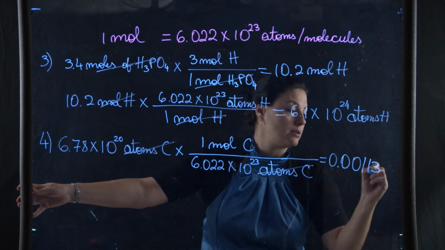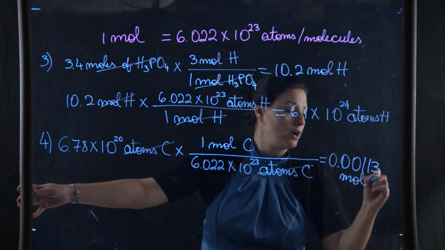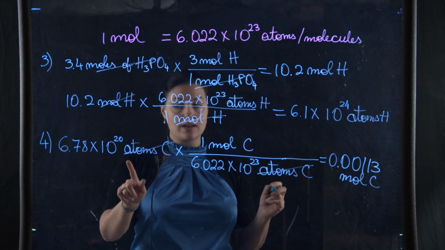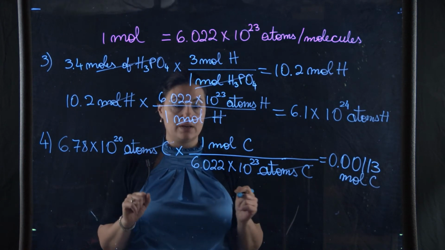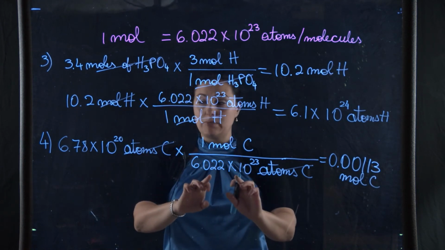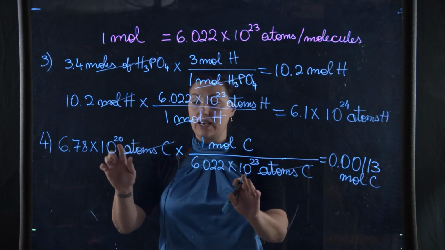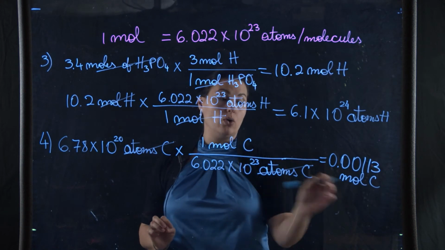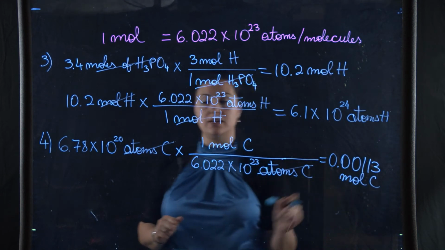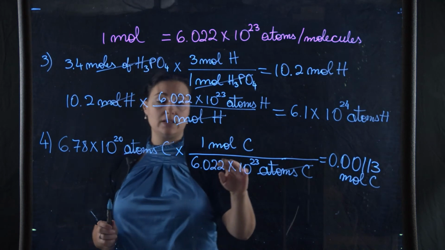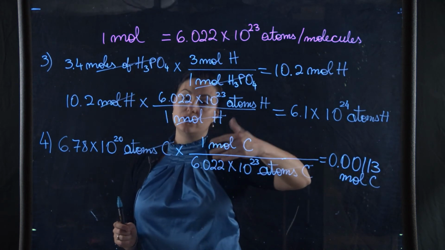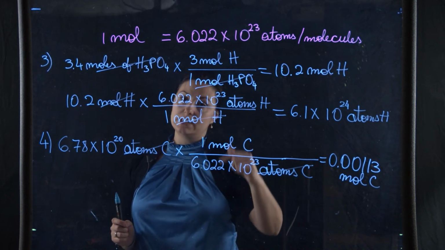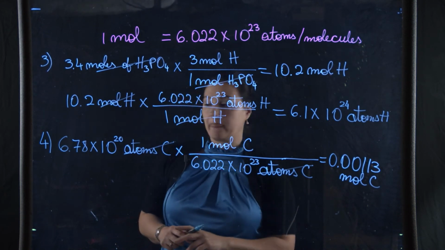0.00113 moles of carbon. That's how many moles of carbon are contained in this many atoms, 6.78 times 10 to the 20th. 1 mole has this much, but I don't have that many atoms. I have much fewer. Therefore, I will have less than 1 mole of carbon, which is correct. I've done it correctly. If you had gotten a huge number, that meant you had inverted this and you had multiplied by Avogadro's number instead of dividing.